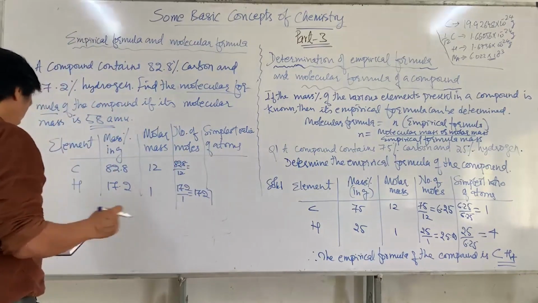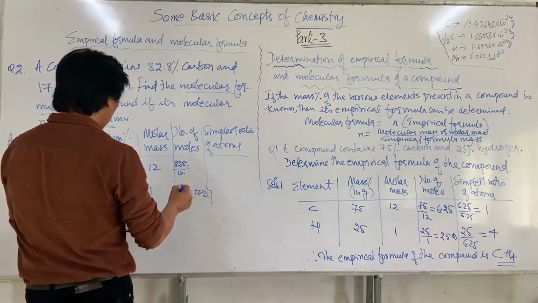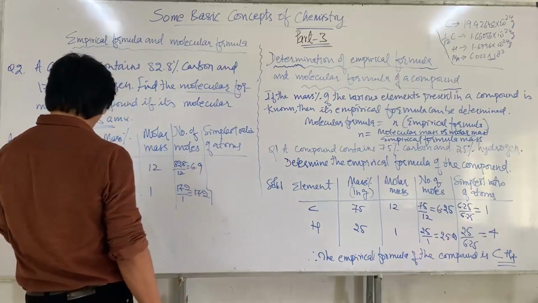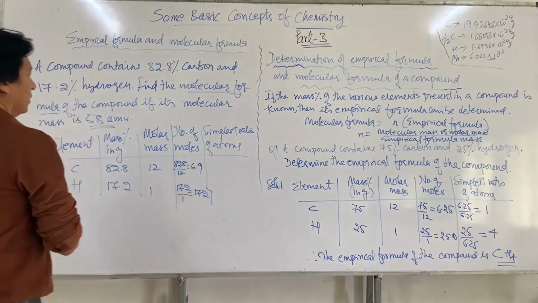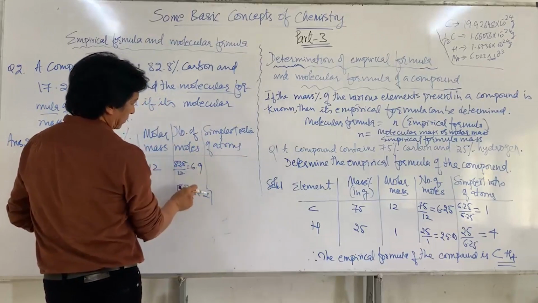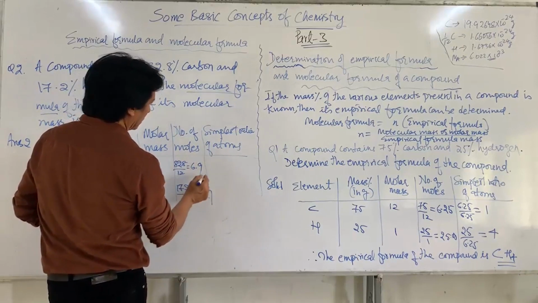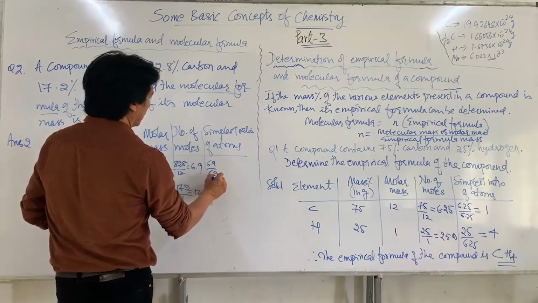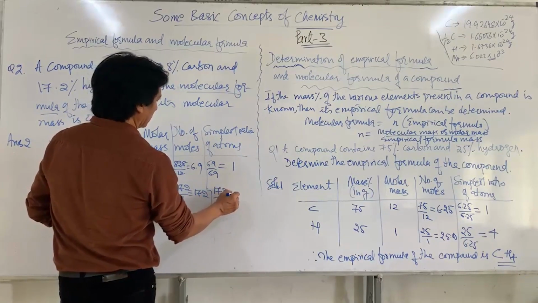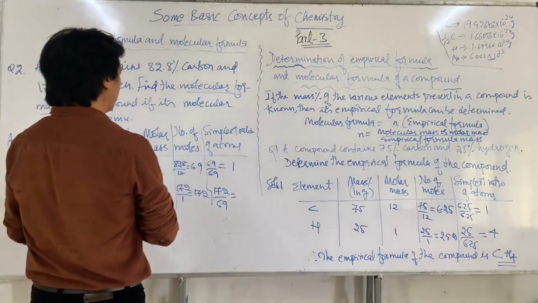Here when you divide, my value is 6.9. You're going to take this as 17.2. Fine. Now the next thing is to get the simplest ratio of atoms. You're going to divide both these numbers, that is the number of moles, by the smallest number of moles. 6.9 is lesser than this. So 6.9 divided by 6.9 is 1. 17.2 divided by 6.9 is almost 2.5.